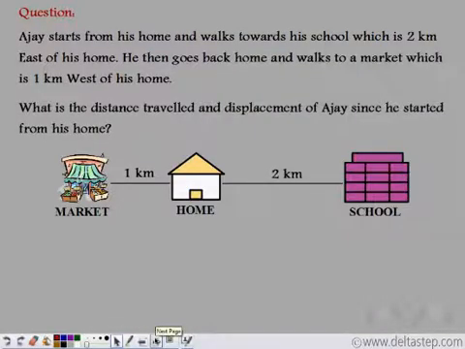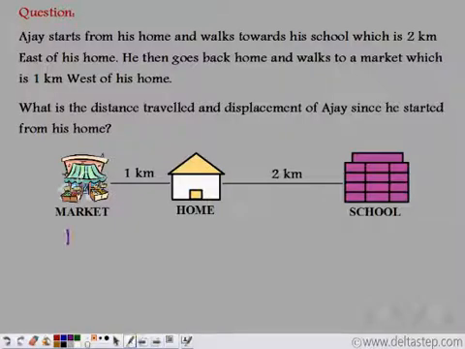Ajay starts from his home and walks towards his school, which is 2 kilometers east of his home. He then goes back to his home and walks towards the market, which is 1 kilometer west of his home. What is the distance traveled and displacement of Ajay since he started from his home?